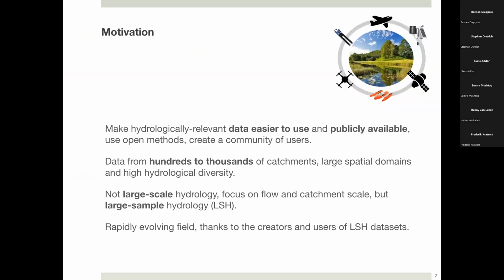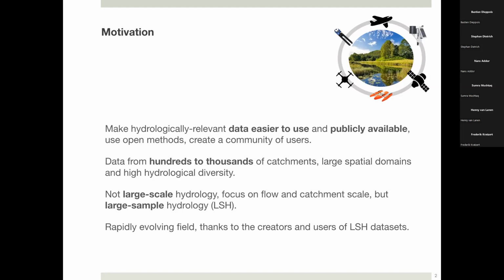So what is our motivation? Really, our motivation is to make hydrologically relevant data easier to use and publicly available. And when possible, to do it using open methods. And in this process, to create a community of users around these data sets.